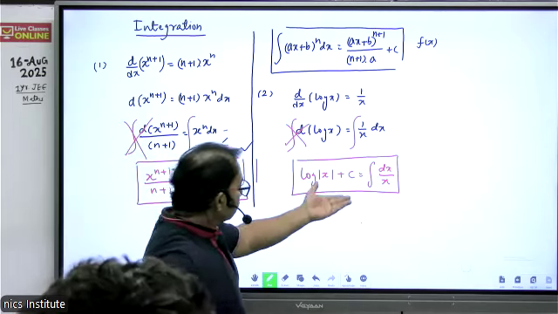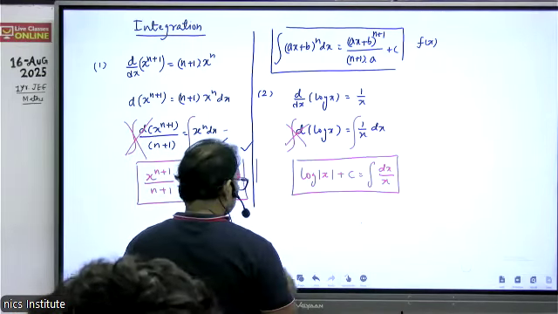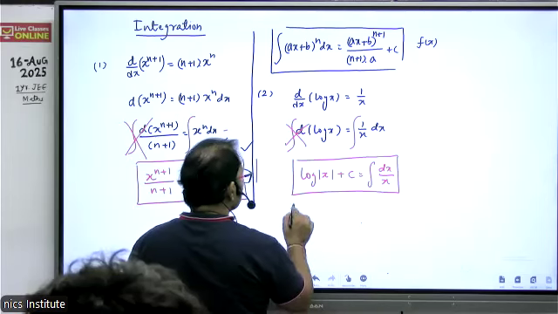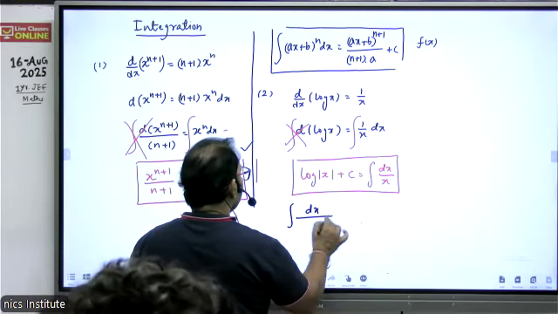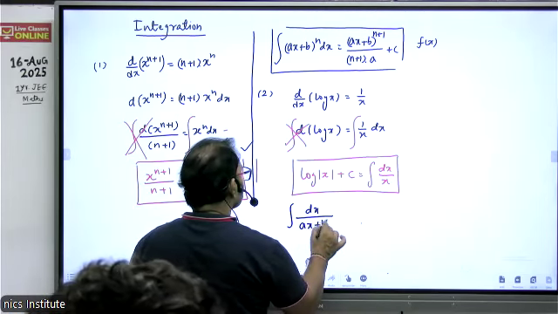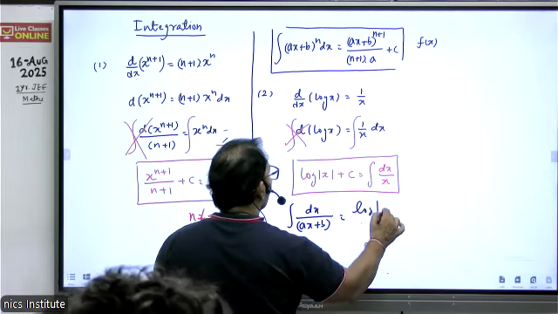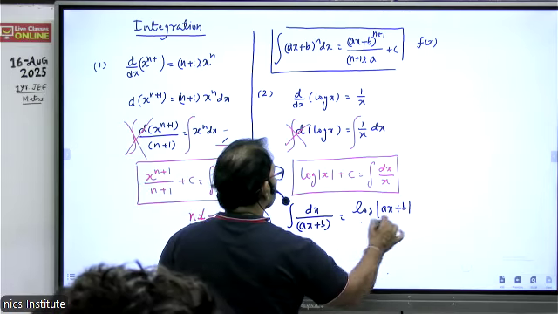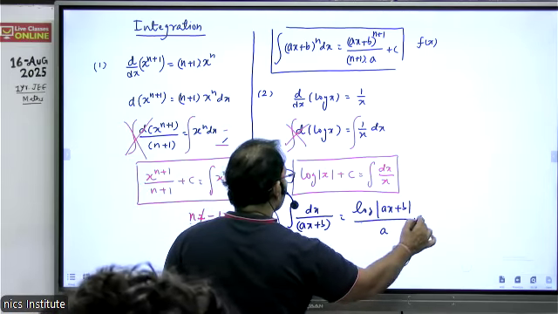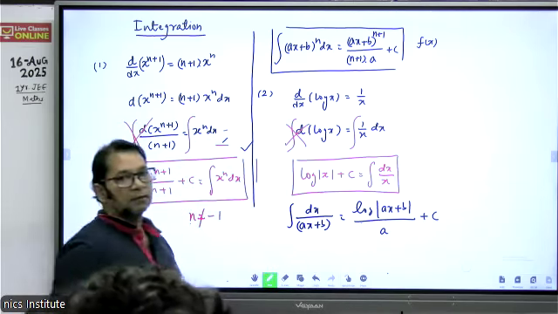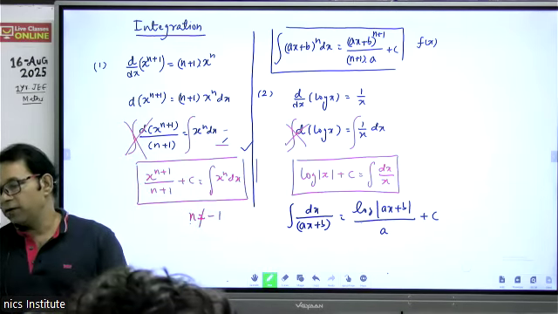इसको generalize कैसे करोगे? How would you generalize this? x की जगह if you have ax plus b तो क्या होगा? Some linear function. So it will be log of mod of ax plus b and divide by coefficient of x. So in integration, you divide by the coefficient of x.